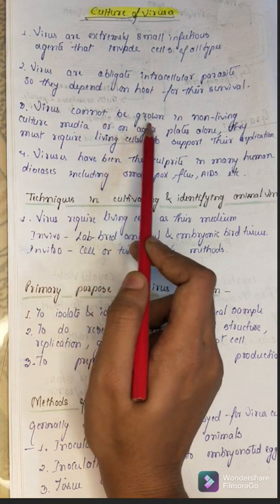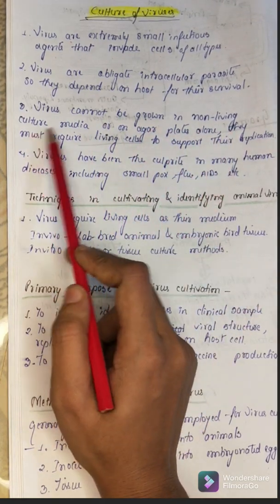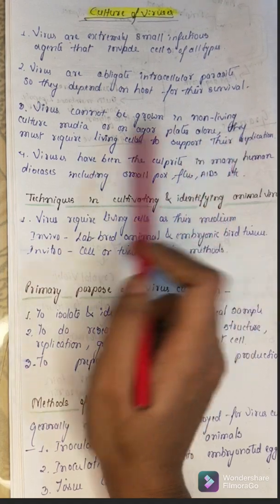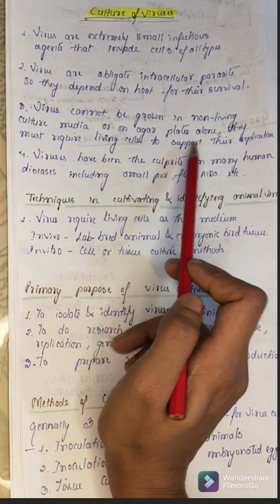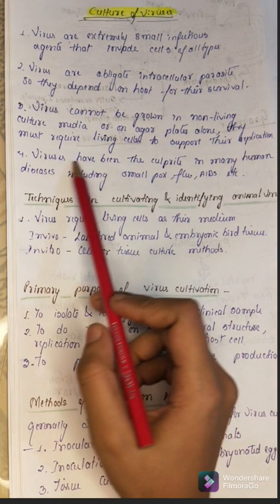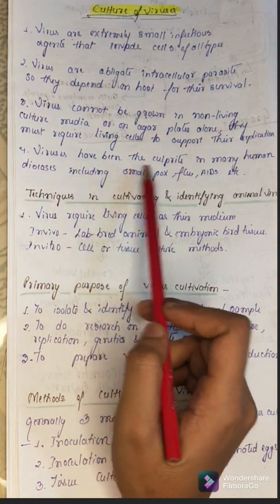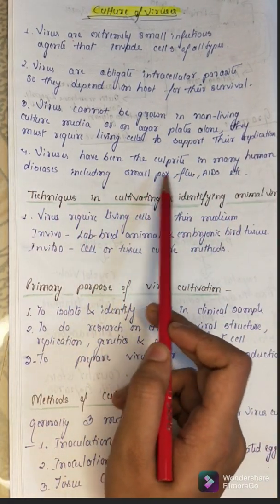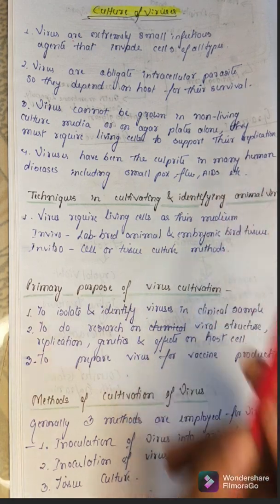Number 3, viruses cannot be grown in non-living culture media or on agar plates alone. They require living cells to support their replication. Viruses can't grow in non-living culture media. They will need a host for their multiplication. Number 4, viruses have been the culprits in many human diseases including smallpox, flu, AIDS, etc.